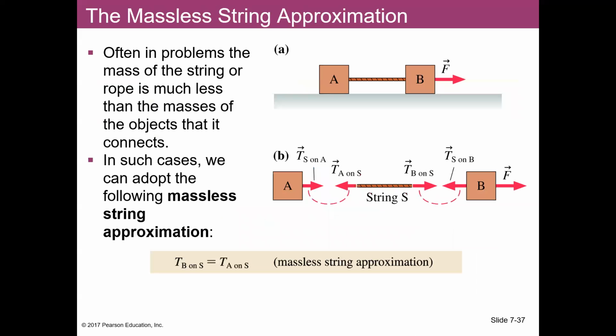So I'm going to finish with that and talk about the massless string approximation. For many of these examples, it will be useful to assume that the string is massless. And what that means is that the tension on one end is the same as the tension on the other end. So it's not what I had said earlier, where the tension might increase as you go higher because it's supporting more mass. And typically, about 95% of the problems in this textbook use this approximation.